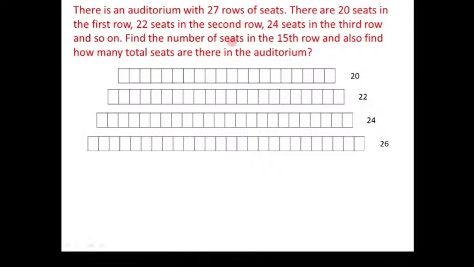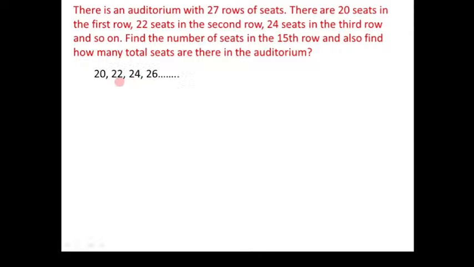So we have to find the number of seats in the 15th row. So we have to go on finding these numbers up to the 15th row, and we have to find the total number of seats. So as we can see, numbers 20, 22, 24, 26. So we get this sequence. We have to find whether this sequence is an arithmetic progression or not, and based on that we have to solve this ahead. Now as we consider any two consecutive terms, the common difference is constant, that is in between any two consecutive terms the difference is 2.